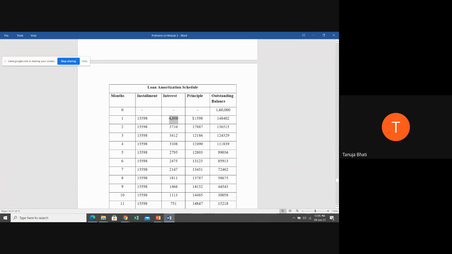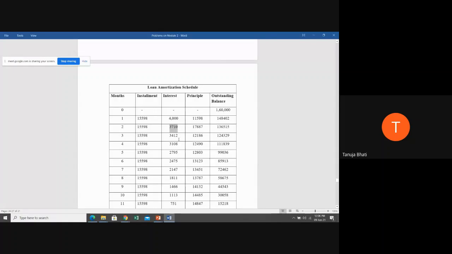Now, can anyone tell me how is this principal amount calculated? Installment minus interest. I get 11,598. Can anyone tell me how is this outstanding balance calculated for month 1, for the first month? Previous outstanding balance minus principal repayment. Very good. Then we go to month 2, where installment will remain the same. Next, I need to calculate interest.